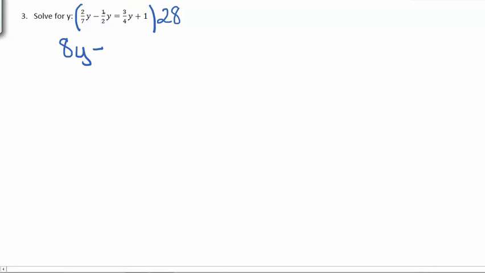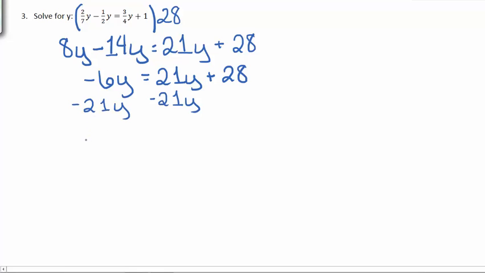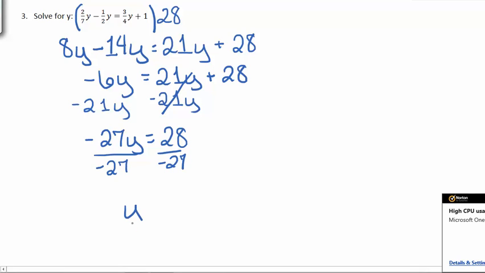28 divided by 2 is 14, times 1 is 14. 28 divided by 4 is 7, times 3 is 21. And then 1 times 28. 8 minus 14y would be negative 6y, equal to 21y plus 28. We want to get the variables on the same side, so I'll subtract 21y. On the left, this now becomes negative 27y, and on the right they cancel, so it's equal to 28. Dividing by negative 27 gives us that y is equal to minus 28 over 27.